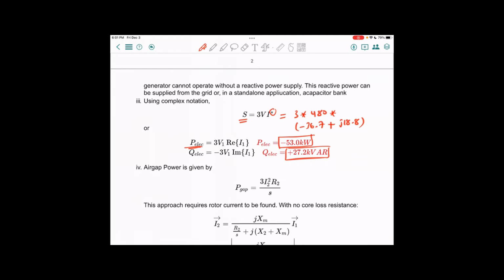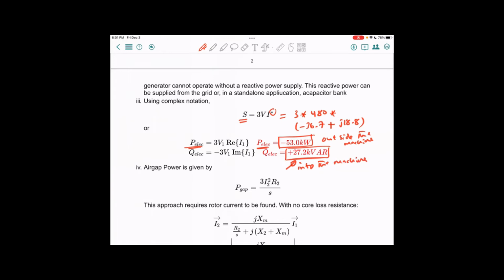The most important thing to look at here is that the electric active power P has a negative sign. Negative sign means the direction has changed. Rather than going into the machine, it's going out of the machine, because it's a generator. But Q is positive. That means Q is going into the machine.